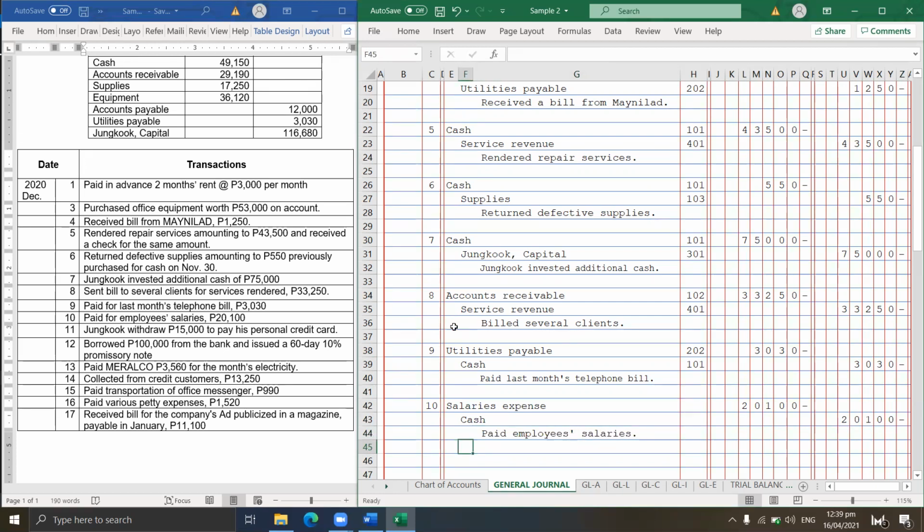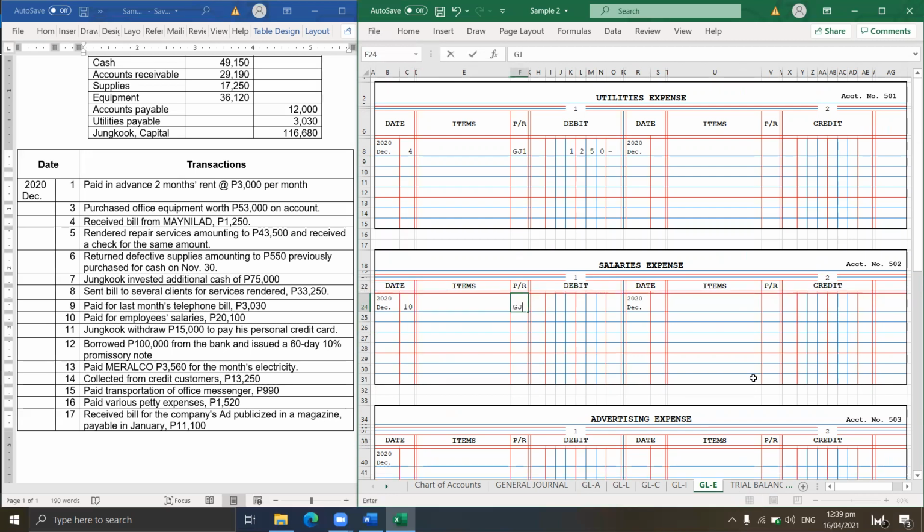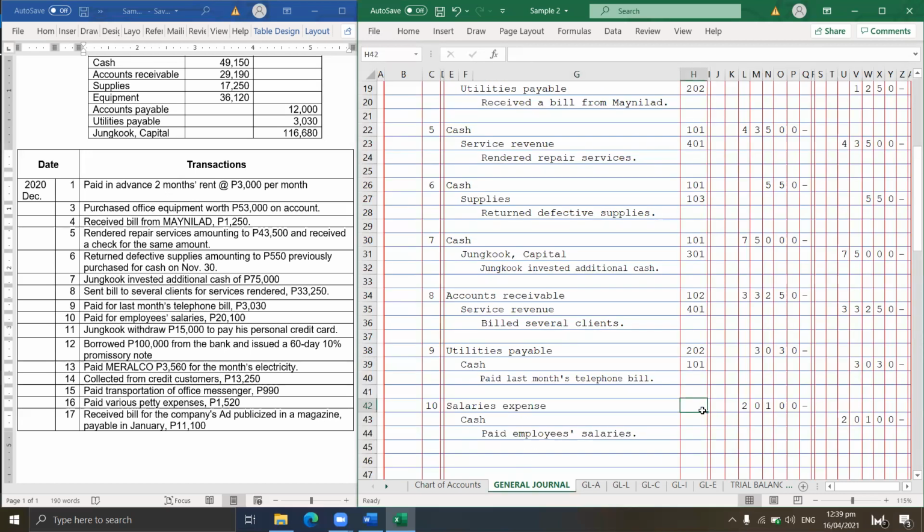Okay, so after that we post, no, so salaries expense debit. So on our salaries expense, that's December 10 debit, so no items. Then we have our PR na still GJ1. Then we have amounting to 20,100. Okay, so after posting, balik sa journal for the 502 account number. So 502. So we're done with the posting of the salaries expense.